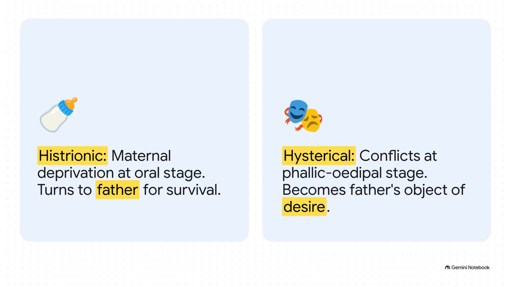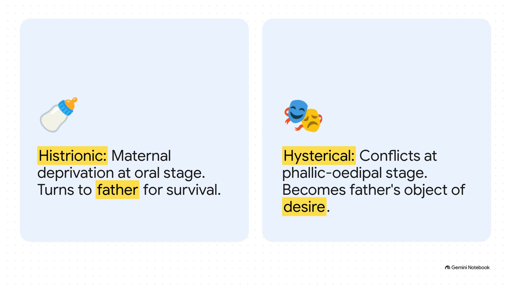Here is the developmental split. The more disturbed, primitive, histrionic patient suffers from maternal deprivation at the very early oral stage. They lack basic nurturance, leading them to turn desperately to the father for survival. In their unconscious, they view the father's anatomy as a substitute for maternal nurturance, what we call the breast-penis equation. This means their later promiscuity is actually an endless search for a mother's care.